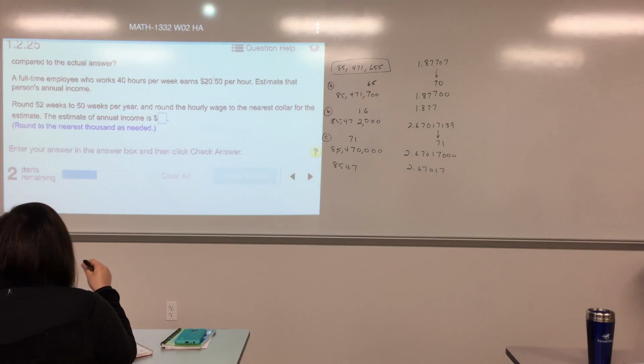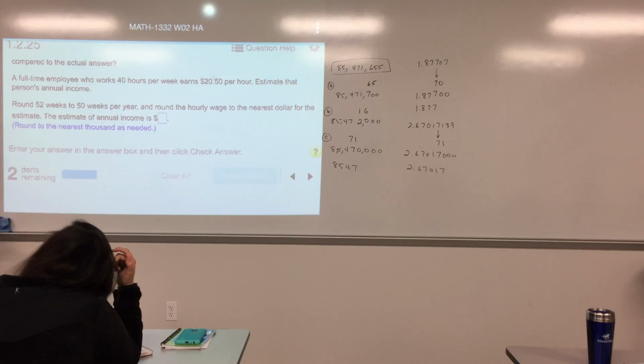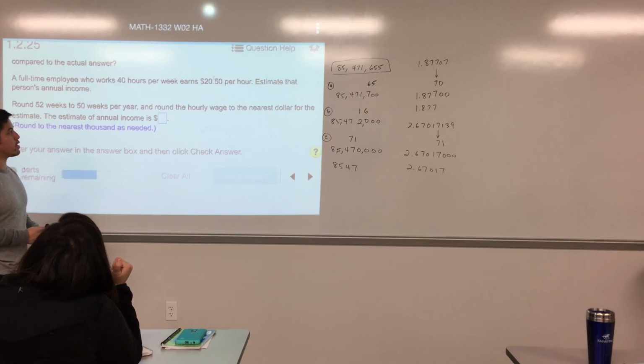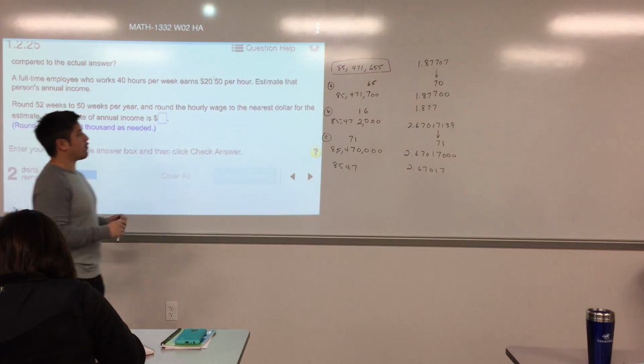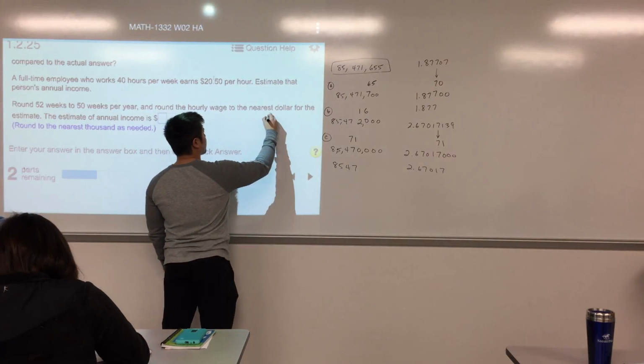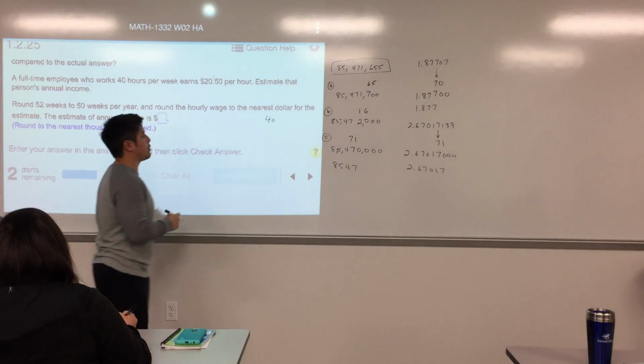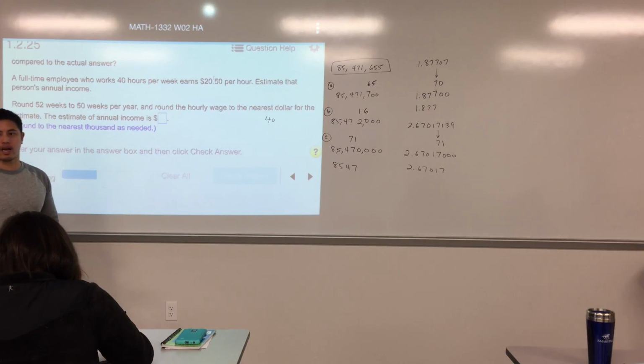Now, let's take a look at this. A full-time employee who works 40 hours per week earns $20.50 per hour. Estimate that person's annual income. Let's talk about this. If you work 40 hours per week, how do we figure out how much we make in a week if we want to estimate that?